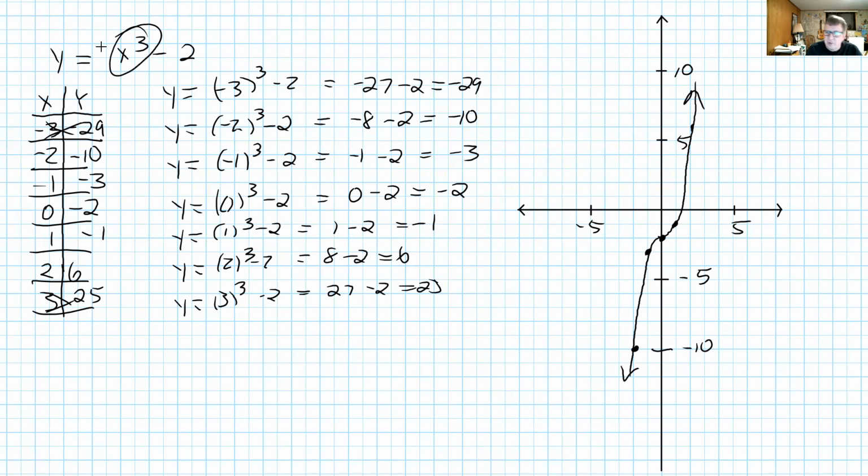This is a third degree equation. The graph of it is called a cubic. A cube has 3 dimensions, so there's that 3. Okay. Any questions about that?